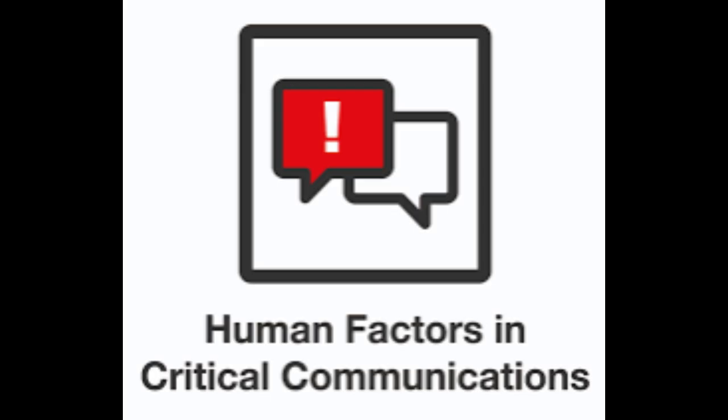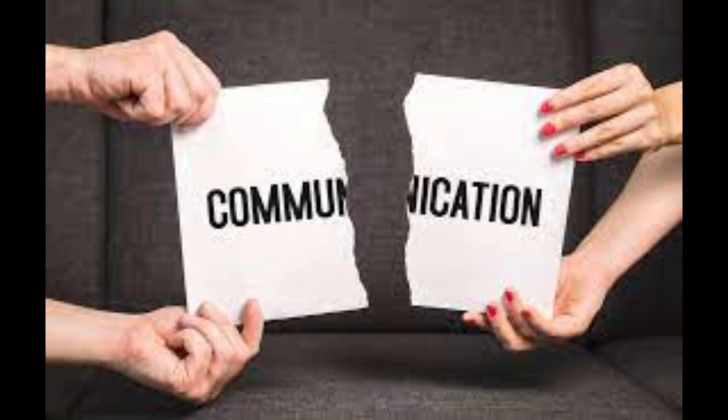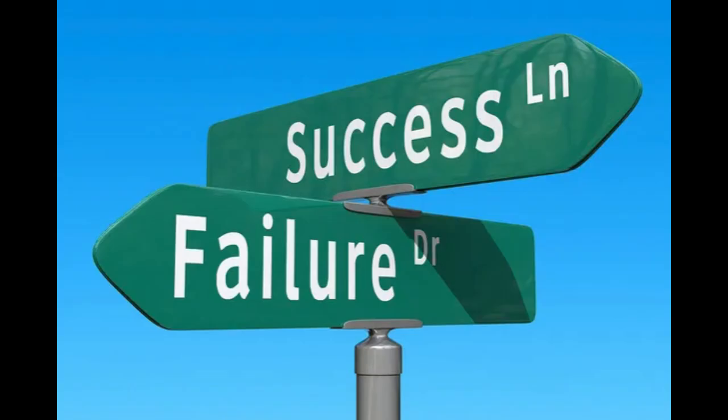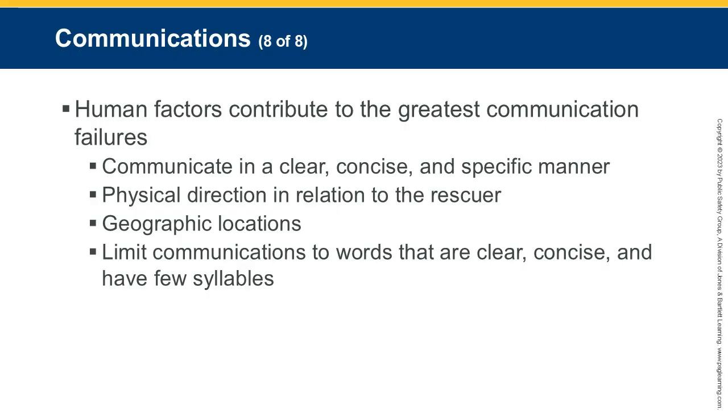Be clear and concise. Use simple words and few syllables. Think stop instead of whoa. Keep messages short and direct. Give physical directions. Describe directions from the rescuer's perspective. For example, river right means the rescuer's right when facing downstream. Use geographic references. Identify landmarks or terrain features to avoid confusion. Stick to standard commands. Everyone on the team should use the same words for the same actions. Consistency prevents mistakes under stress.